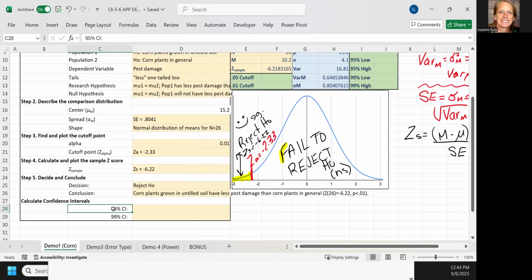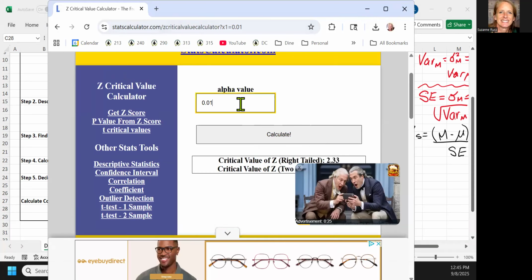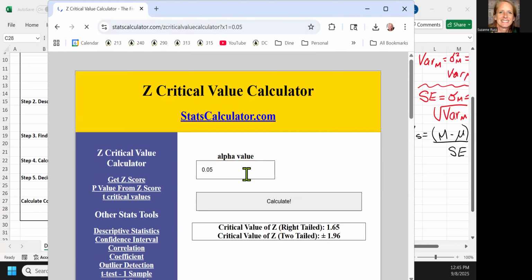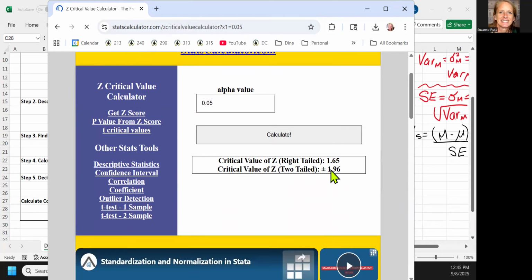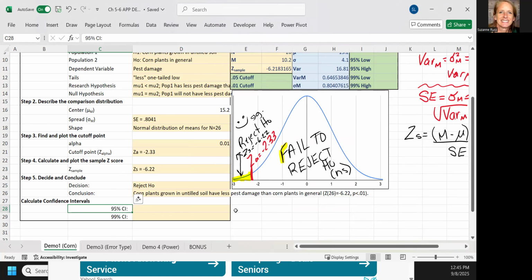So for the 95% confidence interval, we have to look up the cutoff points for a two-tailed test at 0.05. Here is the calculator tool. We can see that if we change alpha to 0.01 and then change it back to 0.05 and calculate, plus or minus 1.96 are the numbers that we need to use. Let's put the 0.05 cutoff in here, 1.96.